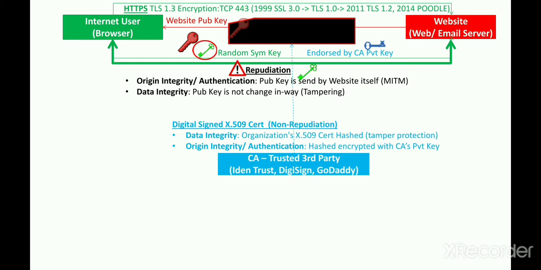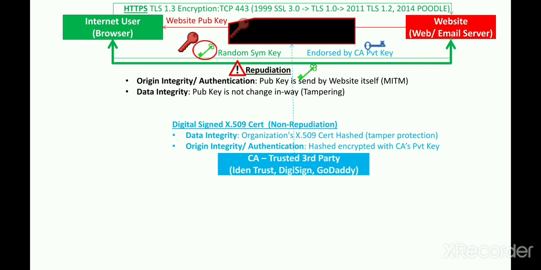So this digitally signed X.509 digital certificate provides non-repudiation. The website or the web server, or the certification authority, cannot later on deny that the public key which it has endorsed on behalf of the website, it cannot deny this fact. Therefore, this digitally signed X.509 certificate provides data integrity and origin integrity or authentication.